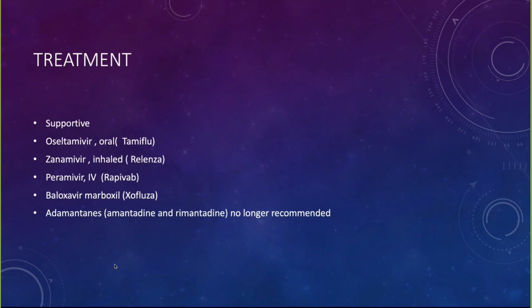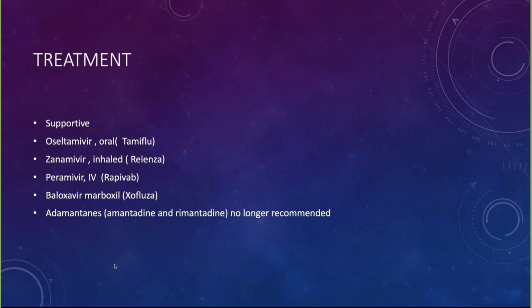For some reason, Alaska Natives and American Indians are more prone to have severe disease. The treatment: if you're not at high risk, the treatment is supportive. If you're at high risk, these are your options: oseltamivir, zanamivir, and peramivir, and also this one.